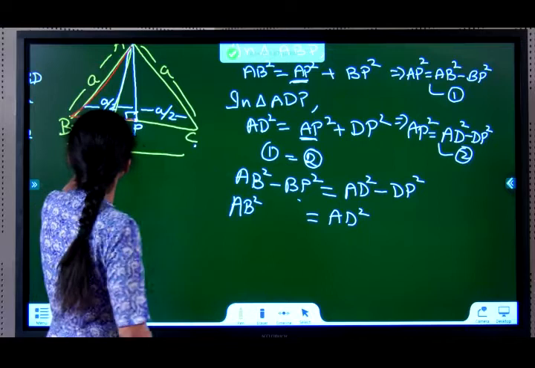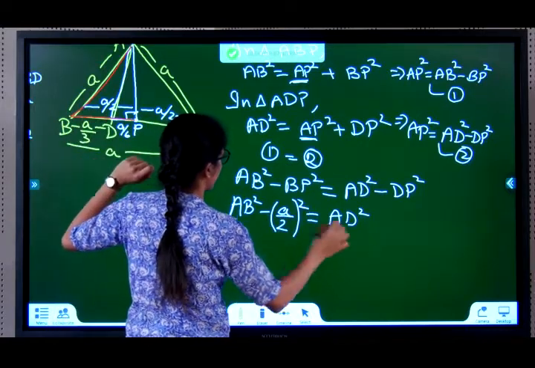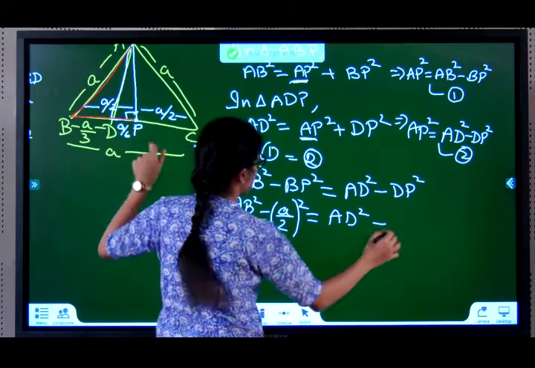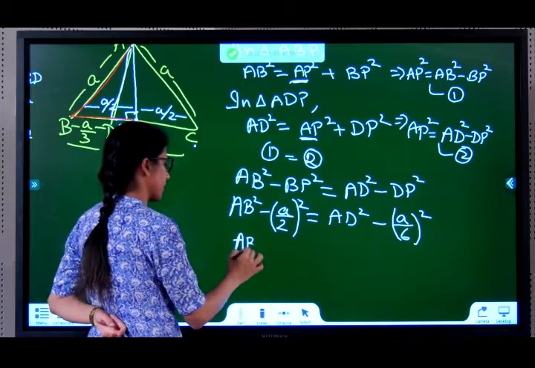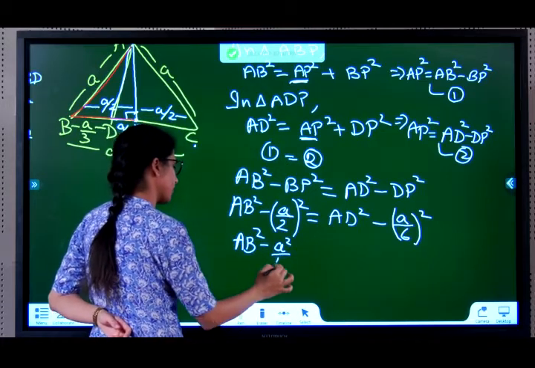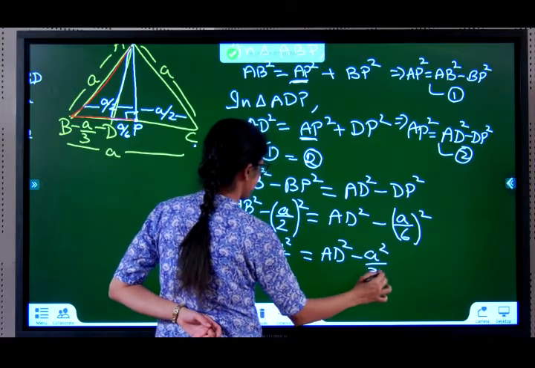What is BP? It's nothing but A by 2. Substitute A by 2 the whole square. What is DP? A by 6. A by 6 the whole square. AB square minus A square by 4 is equal to AD square minus A square by 36.